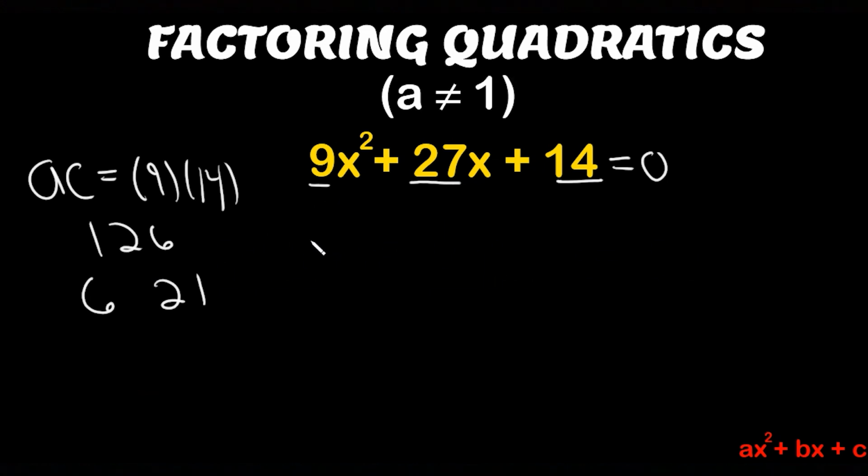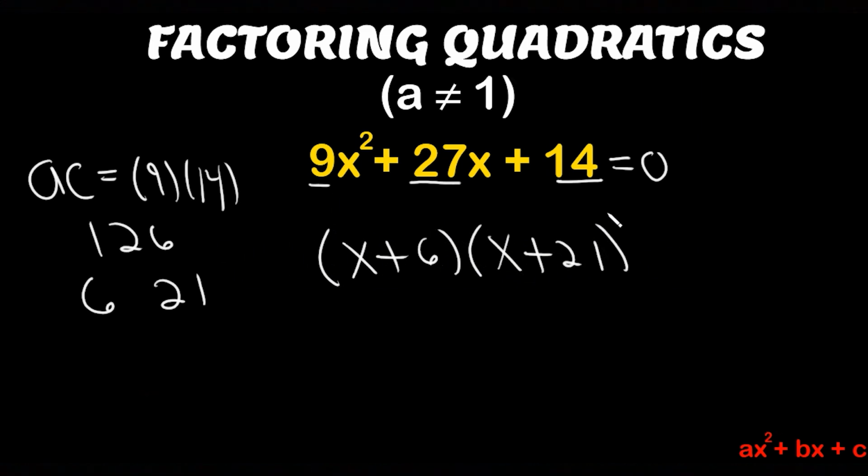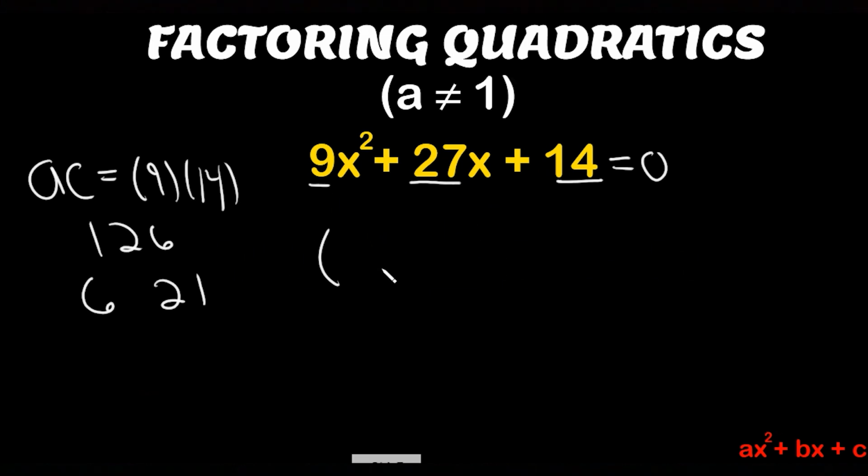Now, if a was equal to 1, you could put this right in factored form. So for example, you could do in parentheses x plus 6, and then x plus 21, and that would be done. Unfortunately though, a is not equal to 1 here. So when a is not equal to 1, you have to do something called factor by grouping, okay? And so what you're going to do is you're going to rewrite the quadratic.